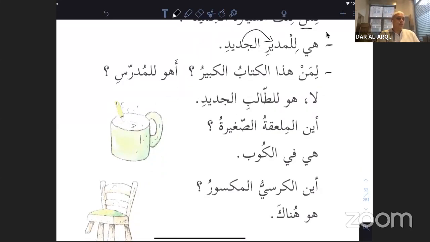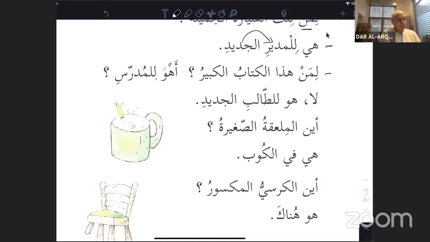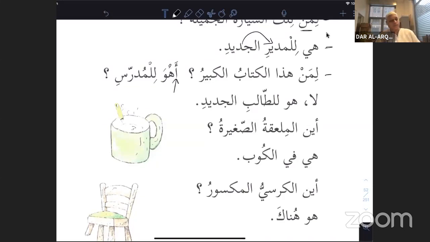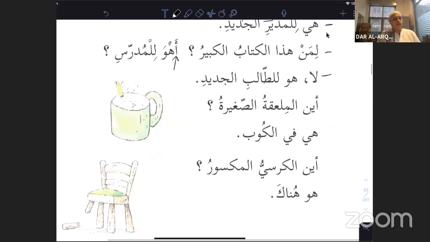لمن هذا الكتاب الكبير. Whose is this big book, or who does this big book belong to? Say both. هو للمدرس. Does it belong? Is it for the teacher, or does it belong to the teacher? You can say both. Remember, this makes it into a question. Okay, next line. لا هو للطالب الجديد. No, it belongs to the new student.